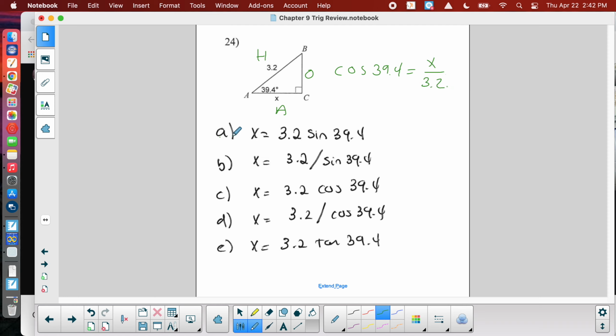First off, it's cosine, so we can eliminate all these sine and tangents. When I go to solve this, am I going to multiply both sides by 3.2, or am I going to swap the cosine to the bottom? I'm not going to swap it with 3.2 because there's no x down there. I'm going to multiply both sides by 3.2. So, C is my answer. For these, it's usually best to write out the equation and then pick the right answer.